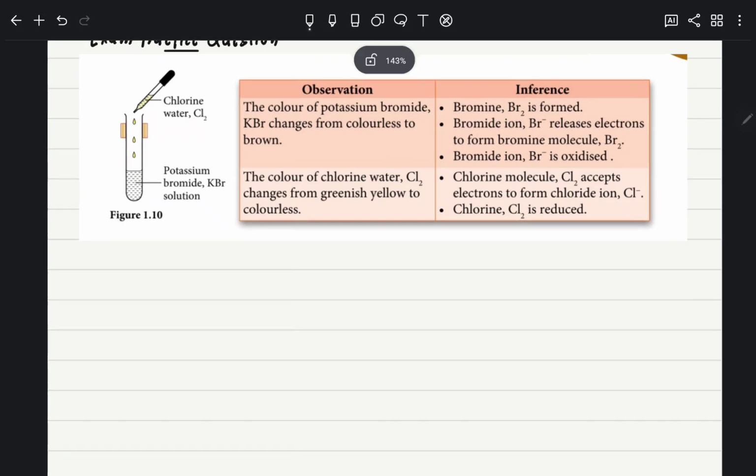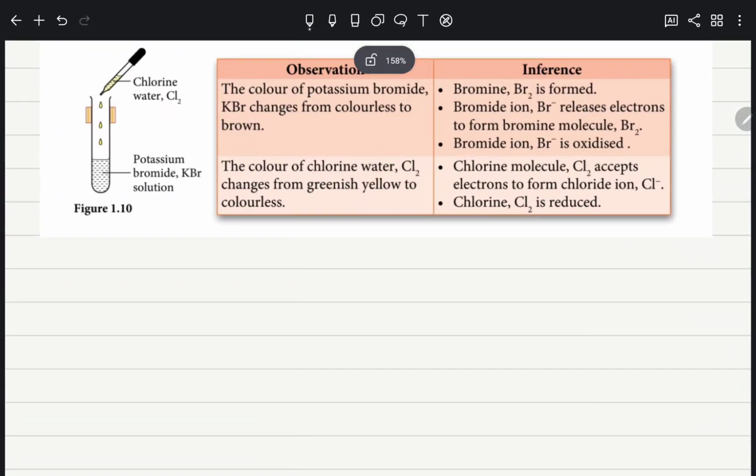We're going to do the equation first. Who is my halogen? Chlorine water and potassium bromide. Chlorine water is my halogen because there is a 2 in the formula. Potassium bromide, KBr, has Br, which is my halide. So can displacement happen? Remember, your halogen should be above your halide. Your halide is Br minus, your halogen is Cl2. So yes, it can happen because Cl2 is above Br minus.